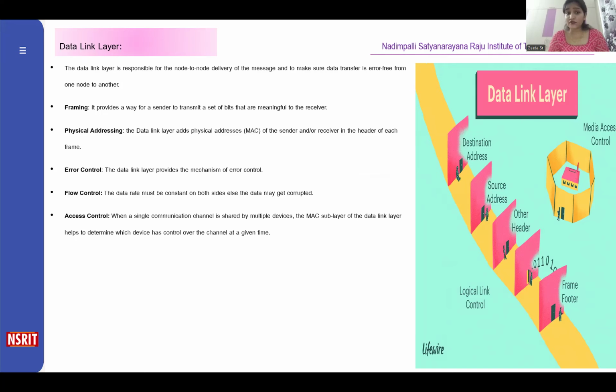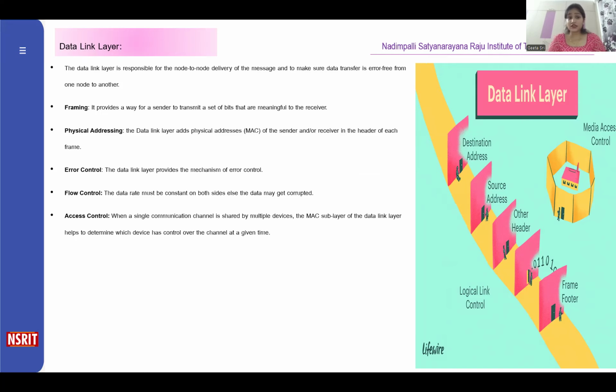I already said what is framing. It provides a way for a sender to transmit a set of bits that are meaningful to the receiver. What is meant by meaningful? Because in data link layer, it adds physical address, or the MAC addresses. We can say MAC addresses, medium access control layer addresses, to the data.